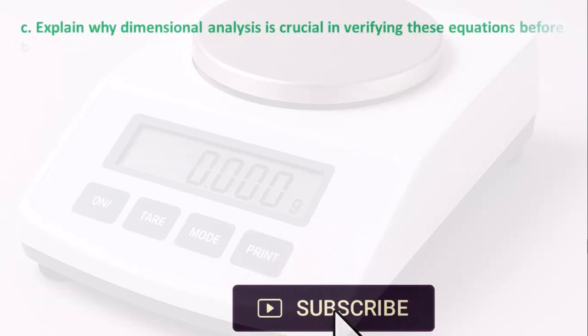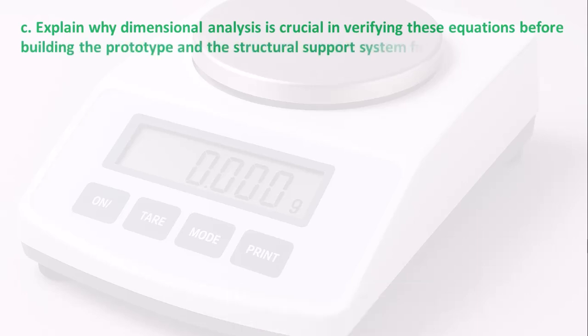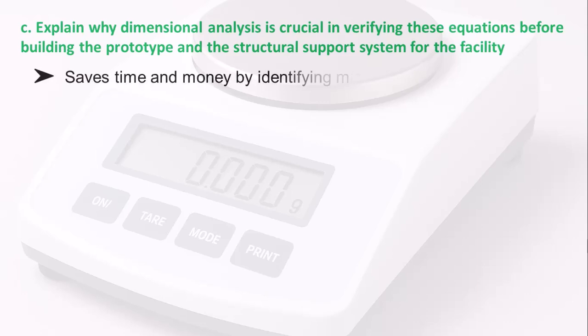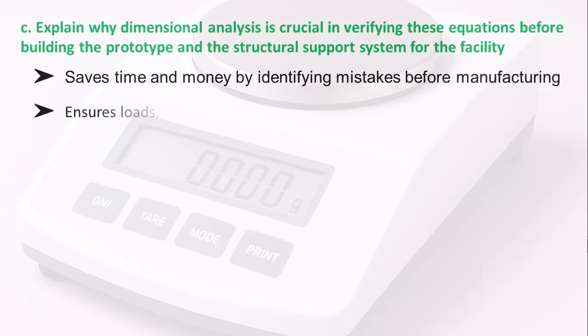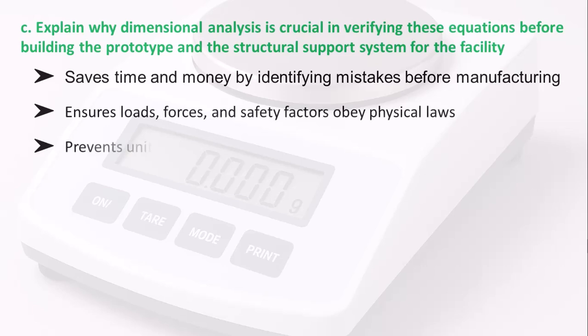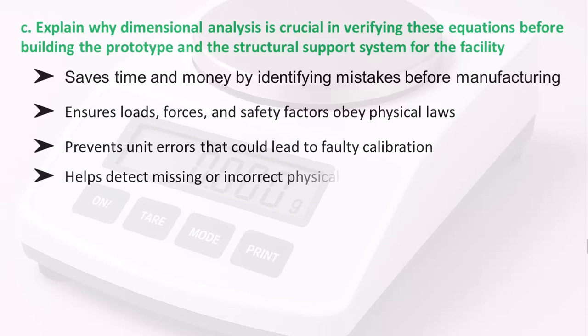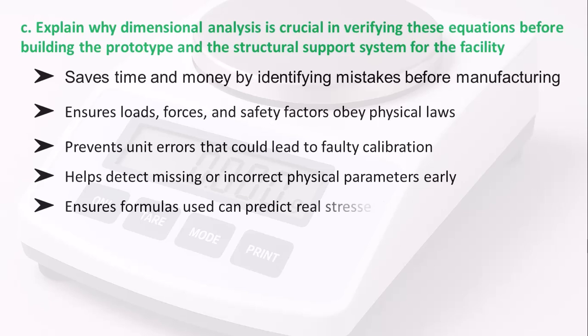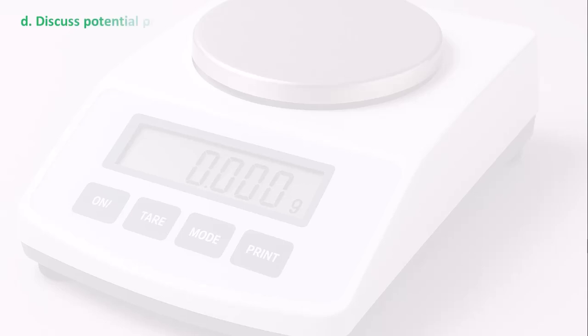Explain why dimensional analysis is crucial in verifying these equations before building the prototype and the structural support system for the facility. Saves time and money by identifying mistakes before manufacturing. Ensures loads, forces, and safety factors obey physical laws. Prevents unit errors that could lead to faulty calibration. Helps detect missing or incorrect physical parameters early. Ensures formulas used can predict real stresses in beams and supports.